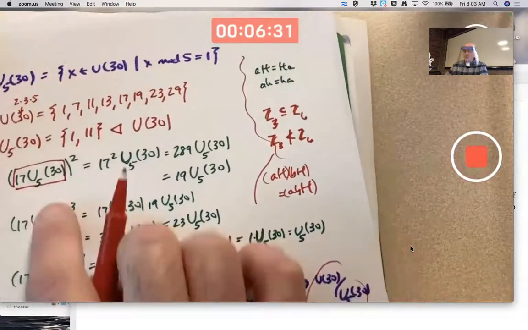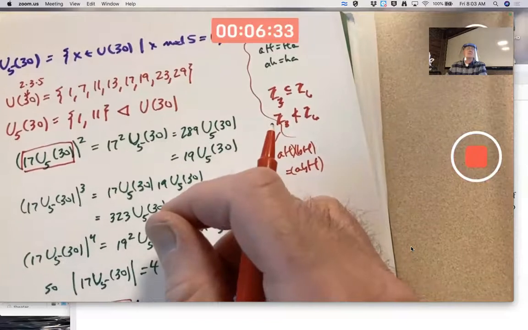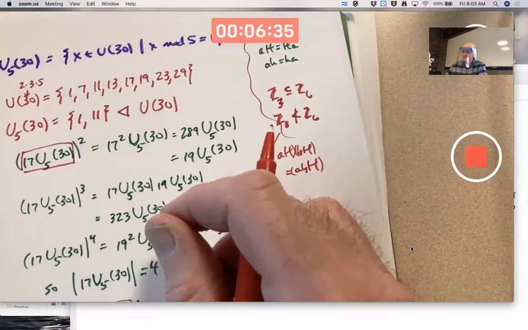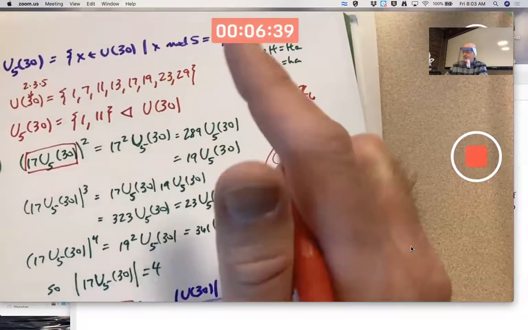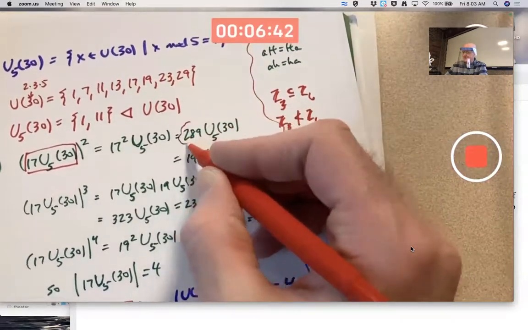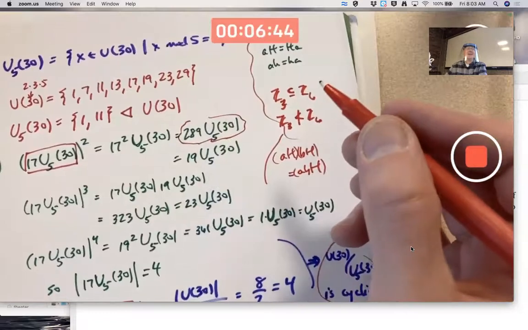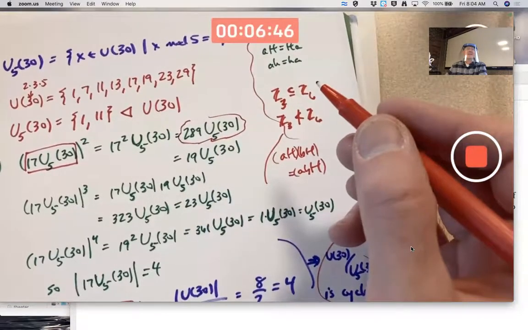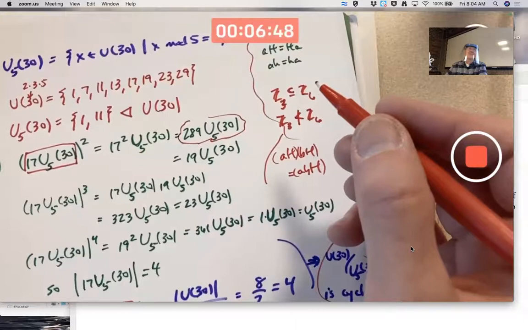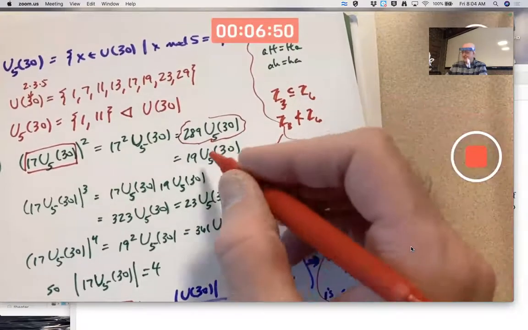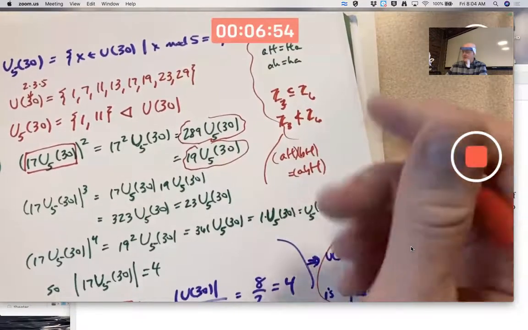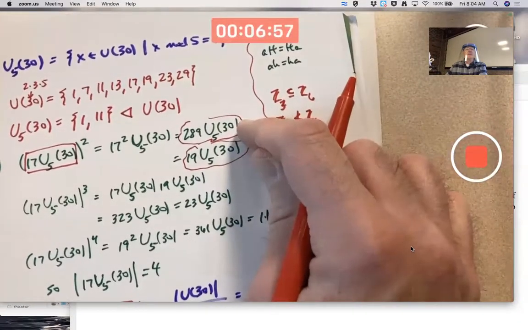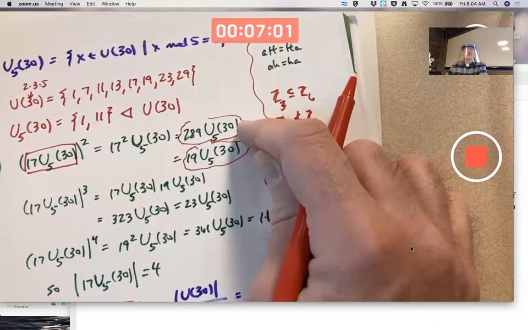How do you figure out the order? Well, you just got to keep raising it to higher powers and see when you get back to the identity. 17 squared is 289. Technically, I probably shouldn't write this here because 289 is not an element of U30, but you know what I mean, right? Simplify it though by modding by 30. 289 divided by 30 would have a remainder of 19 because 30 goes evenly into 270.